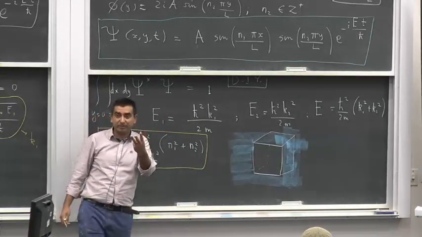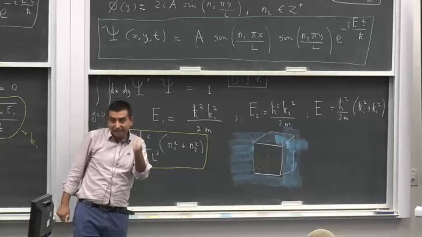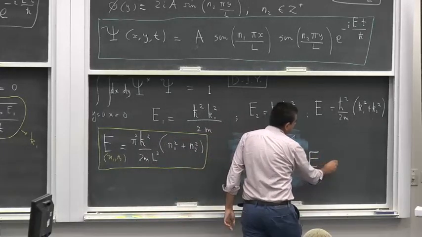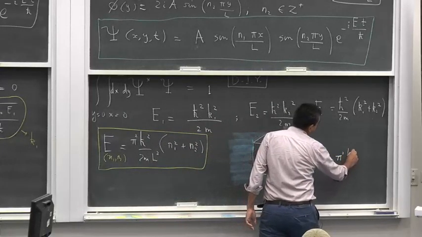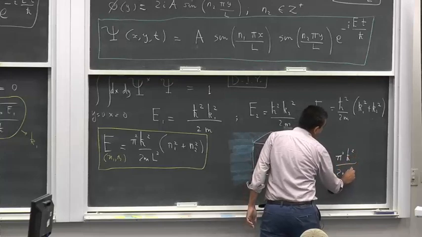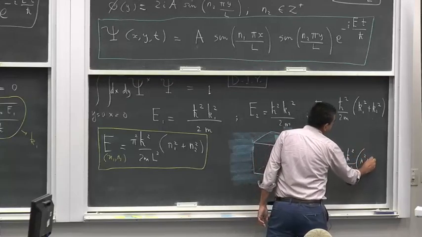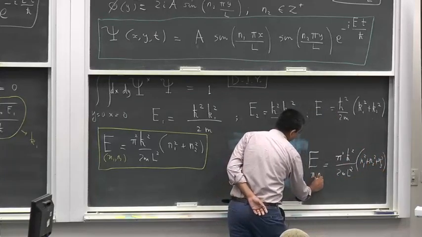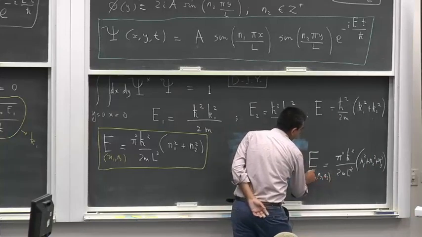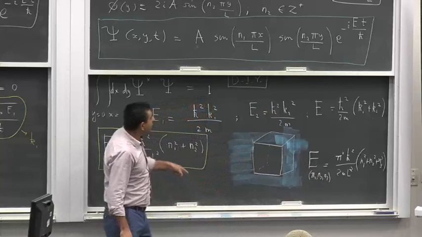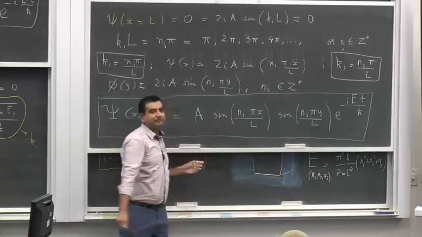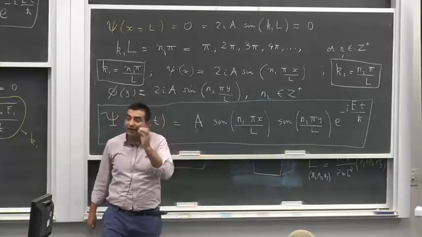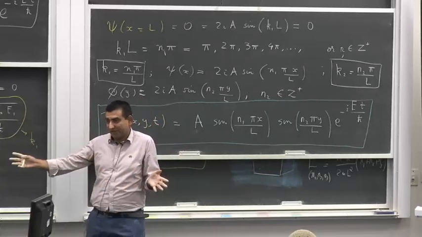And now I have three quantum numbers. I can call them N1, N2, and N3. And my energy is going to be pi squared h bar squared over 2mL squared, times N1 squared plus N2 squared plus N3 squared. And these three quantum numbers also appear in the wave function. The wave function changes when any of these numbers changes.